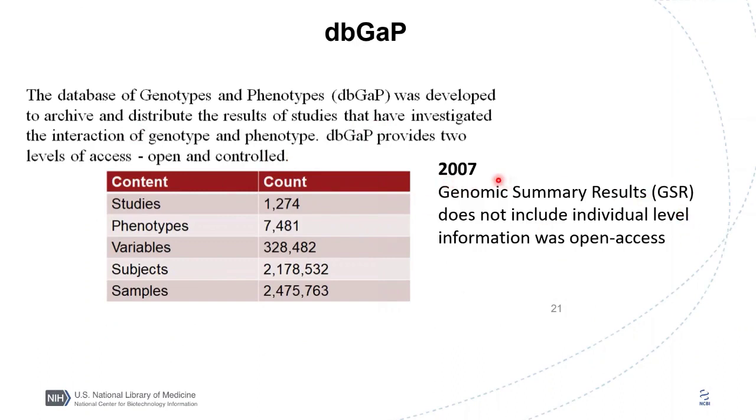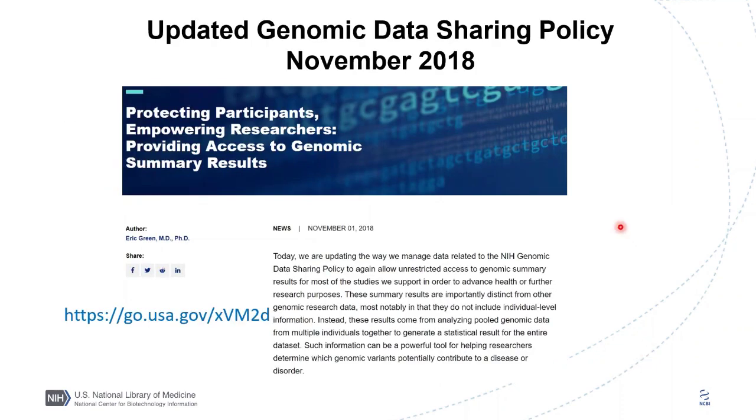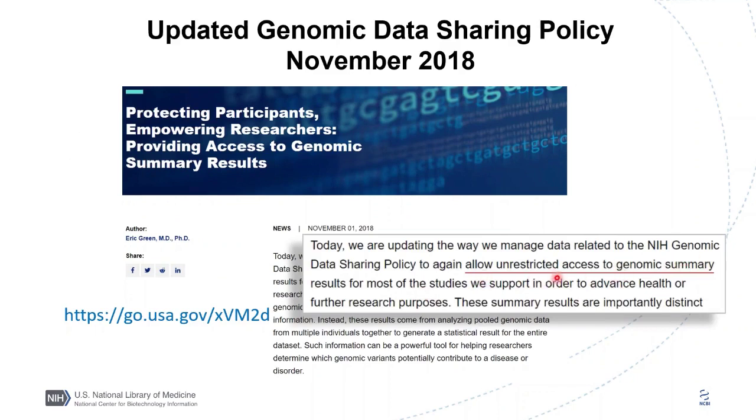And when it was first started in 2007, the genomic summary results, including p-values and allele frequency, were initially open access. However, shortly after it went live, a publication came out that showed that you can identify individuals using a statistical method. You can identify an individual in a study if you have that person's genome. In response, NIH, to protect the participants and also to evaluate the policy, moved the GSR data under controlled access. However, recently this policy has been reversed. So now we're allowed to once again share the summary result information, including allele frequency.